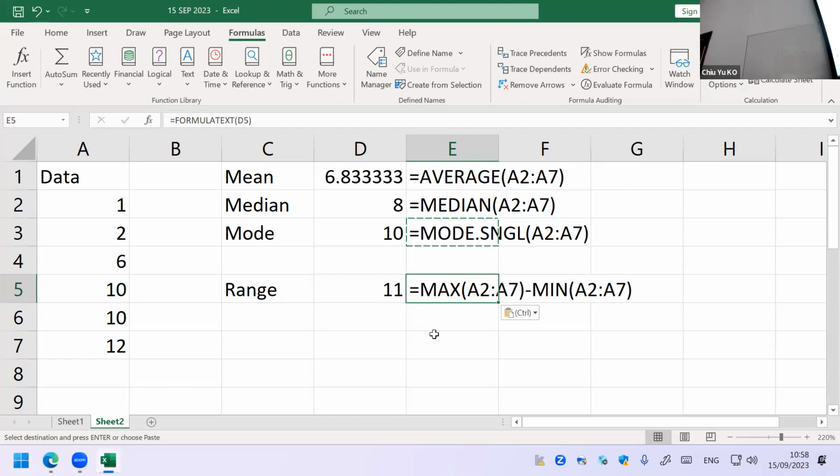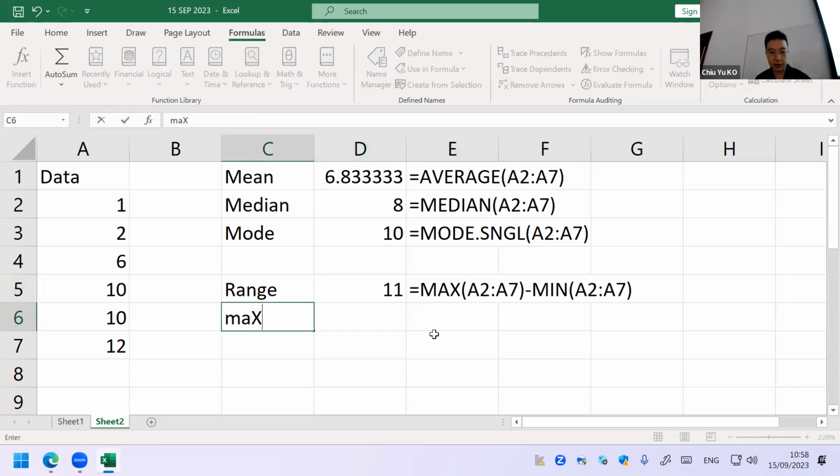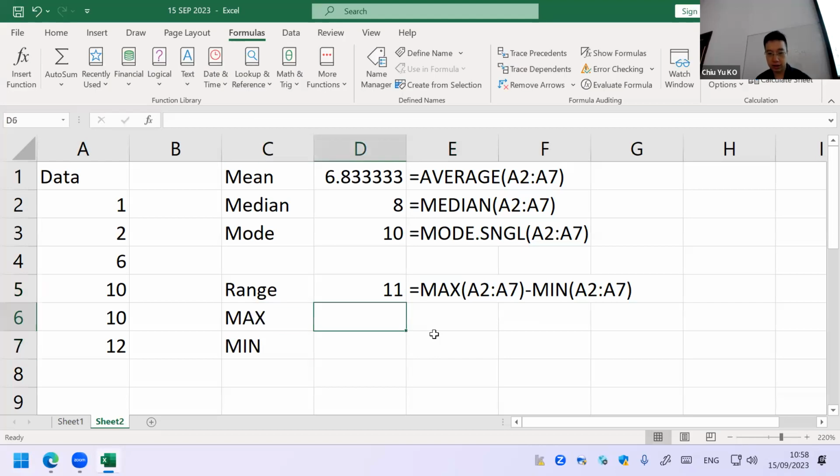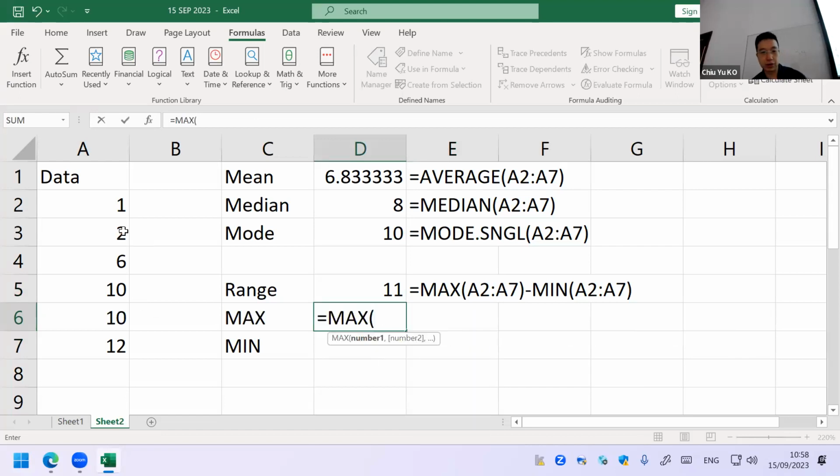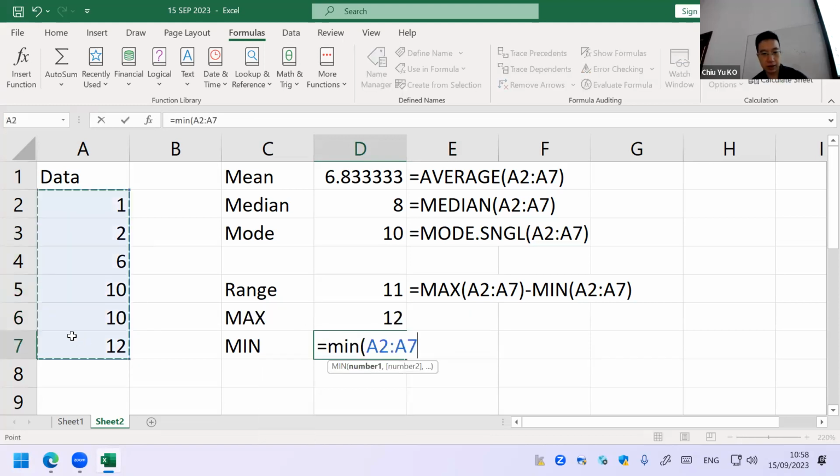Of course, sometimes if you don't want to do that, you can do it in several parts. You can do the max first. You can do the min first. Something like this. Max is equal to this, and min is equal to this, okay?